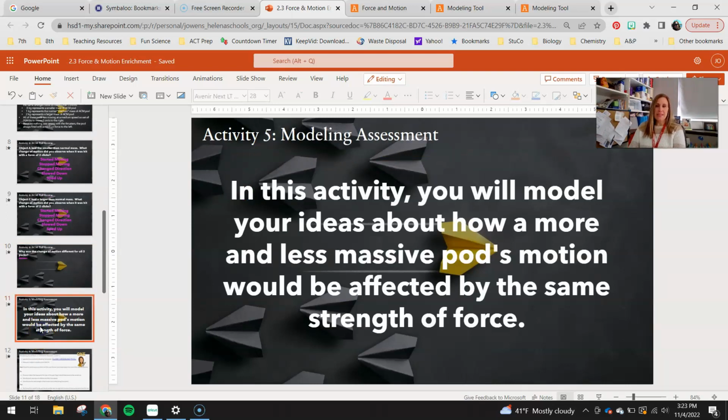All right, so in this activity, you will model your ideas about how a more and less massive pod's motion would be affected by the same strength force. So again, we're looking at the same velocity of the pod before our force, the same size of our force during our force, but a different change of motion after the thrusters exerted their force on the pod. And there are 2 claims that we have to describe that.